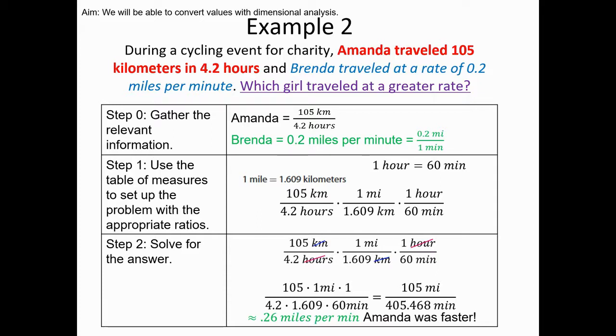So that's all we're going to be doing for the rest of this day. You'll be doing the previous work about converting with proportions and ratios. And for this lesson, you'll be doing stuff with converting units using dimensional analysis.